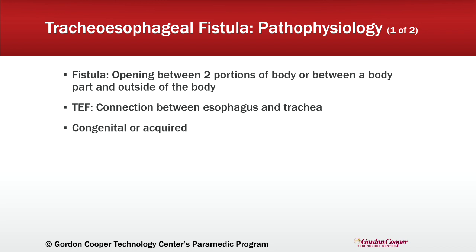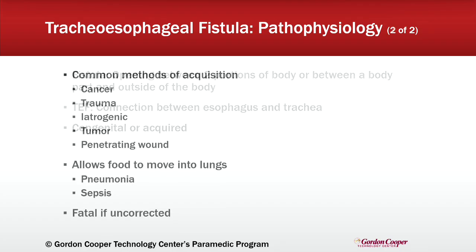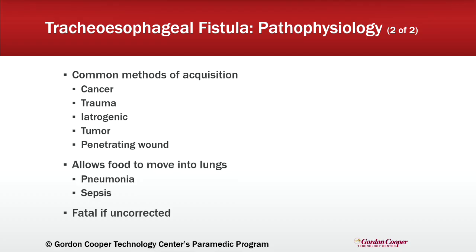Tracheoesophageal fistula is an abnormal opening between the esophagus and the trachea. It can be something that you're born with, congenital, or it can develop later on in life. These can be caused by cancer, trauma, or a medical procedure that has taken place. There could be tumors of the esophagus or trachea that breach the wall of both of them, maybe even penetrating wounds.